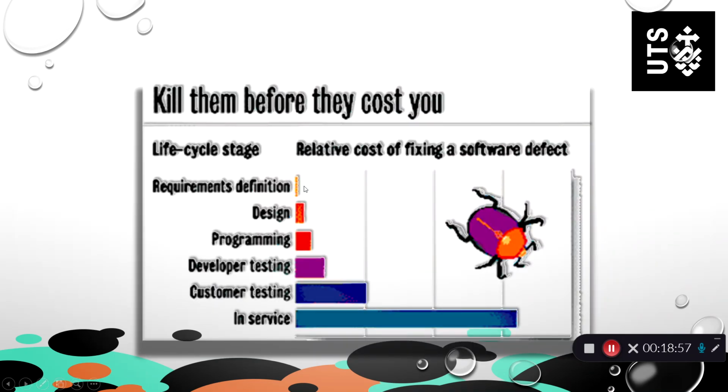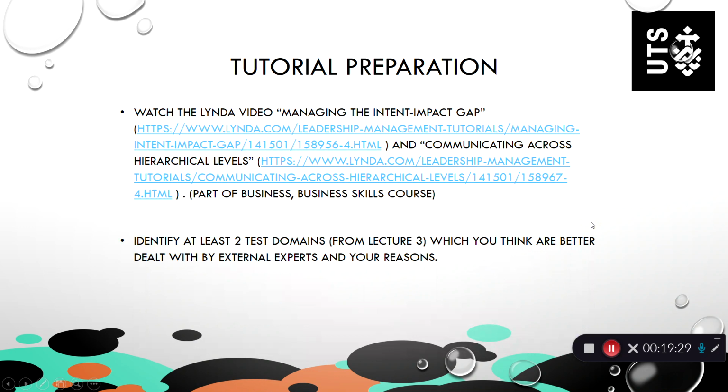Oh, sorry. Kill them before they cost you. This one we discussed in the early weeks. So this is the life cycle of your software development. If you can find the bugs as early as possible, then you can minimize your cost. If you find a bug in service, it costs you much more resources to fix it. Okay, that's for part 2. Okay, thank you.